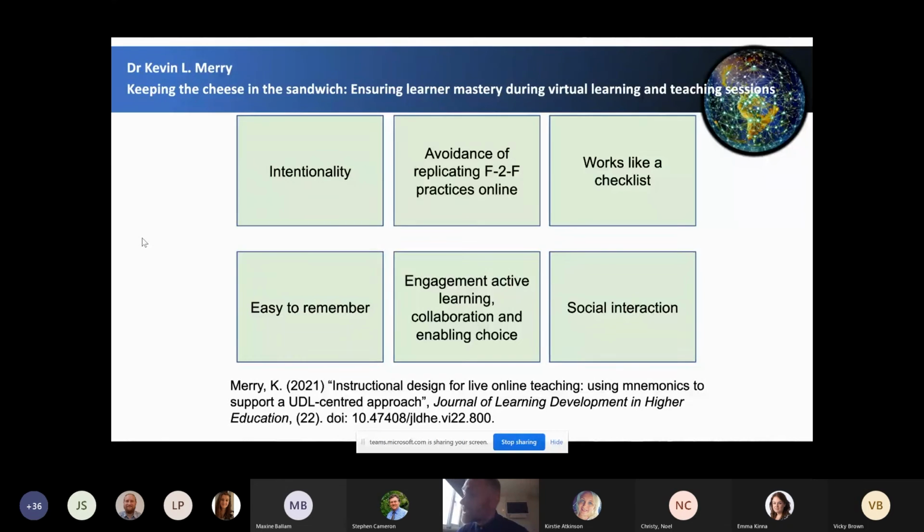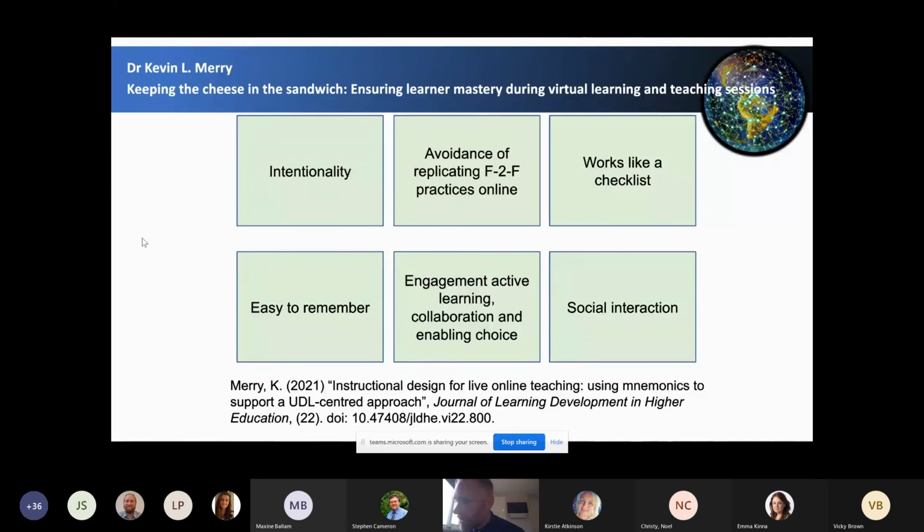They said that it helped them to intentionally design online teaching sessions rather than just replicating what they did in the face-to-face environment. They said they liked the checklist-like quality of Patterns, and it provided them with a certain level of comfort and safety going into the unknown world of online teaching.